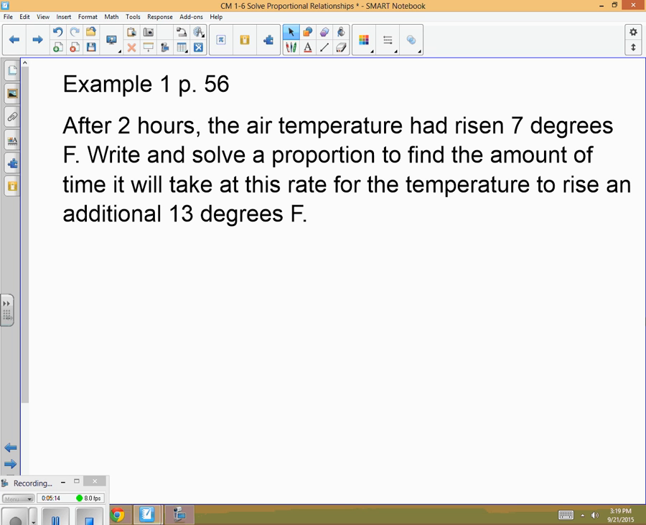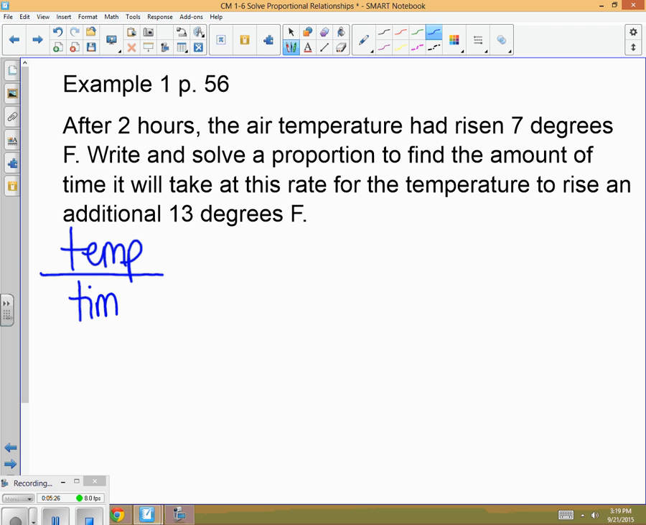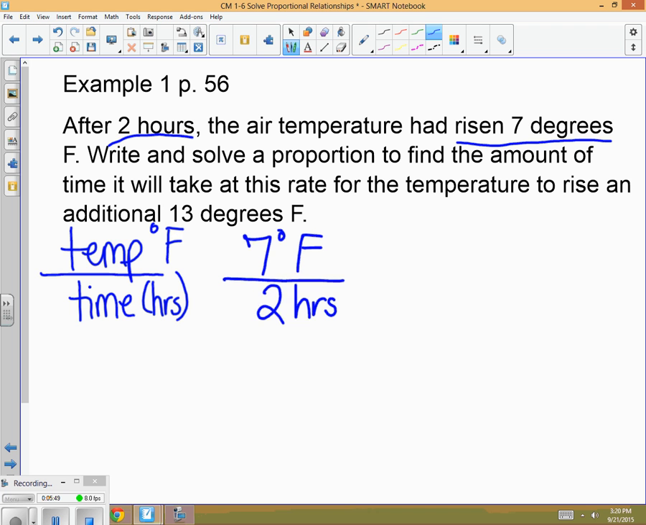So to set up this proportion, we are going to compare temperature over time. So temperature will be in the numerator compared to the time it takes in hours. Notice temperature is in degrees Fahrenheit. Now, it tells us that in 2 hours, the temperature had risen 7 degrees. So I'm going to put 7 degrees Fahrenheit for the first 2 hours.